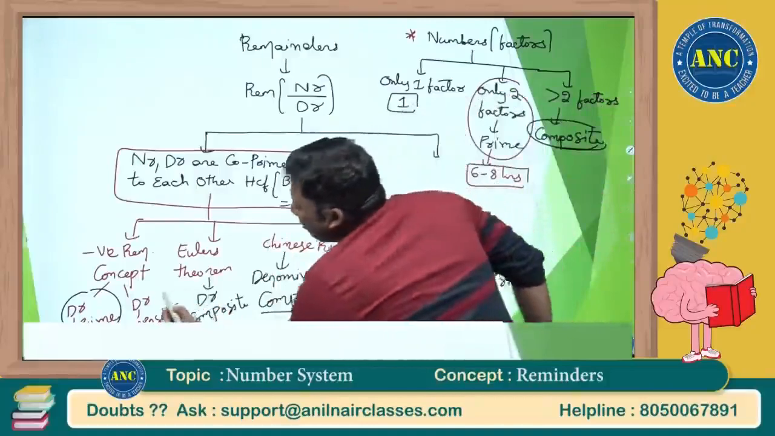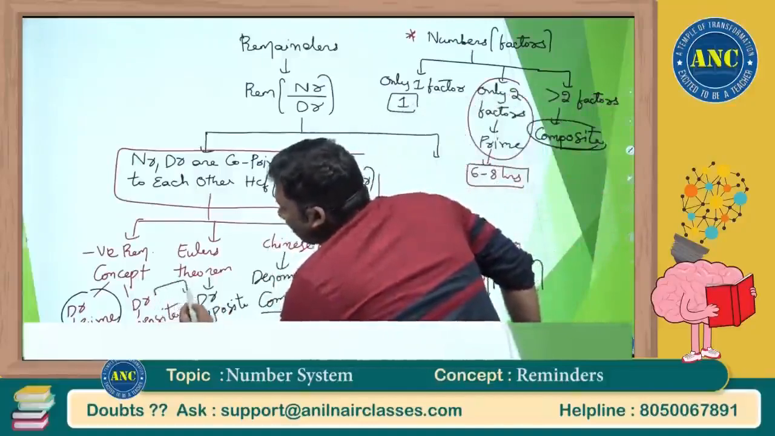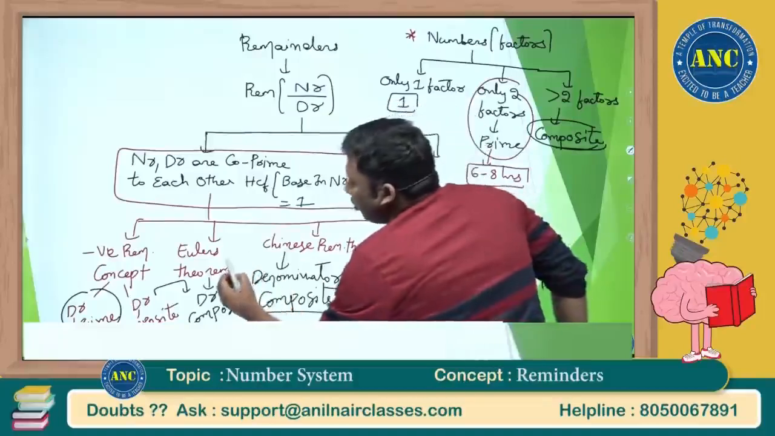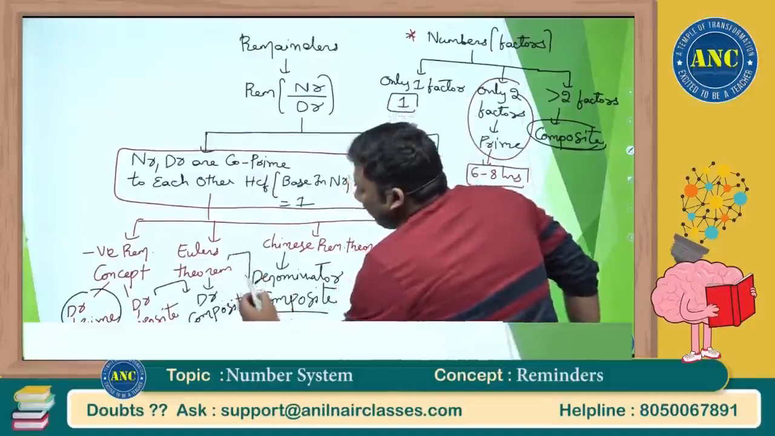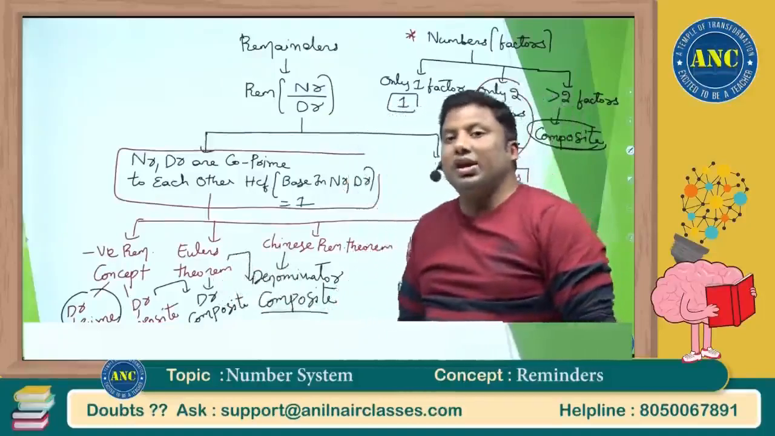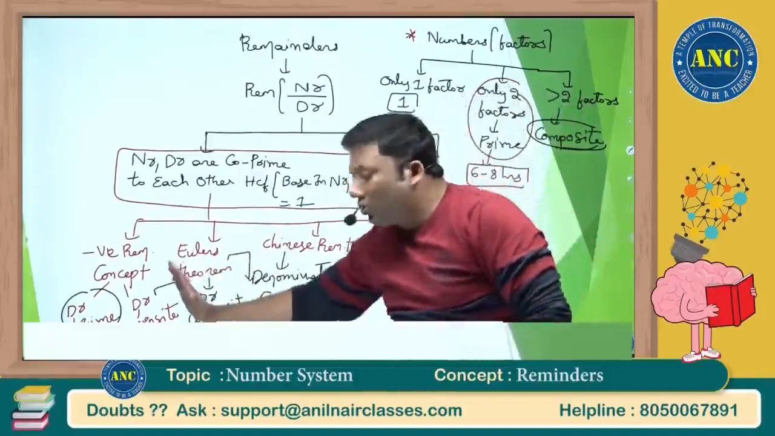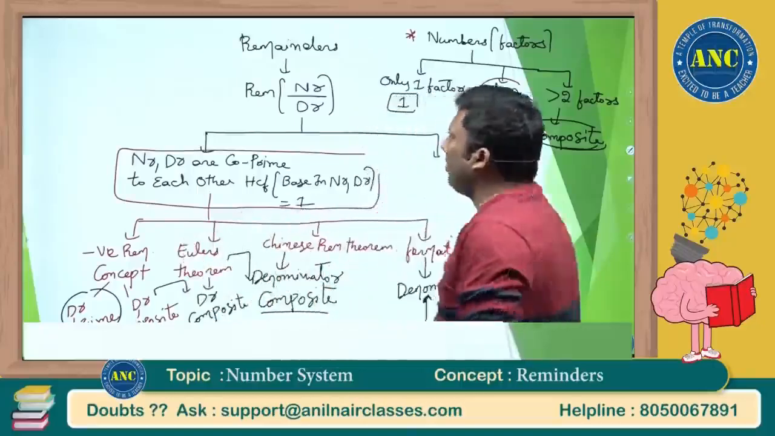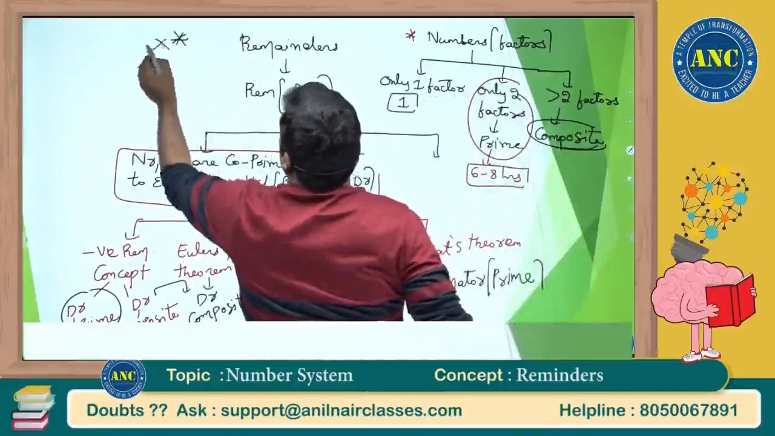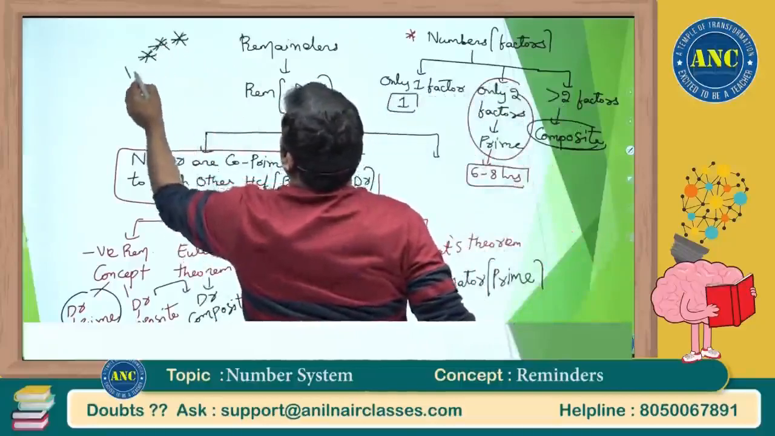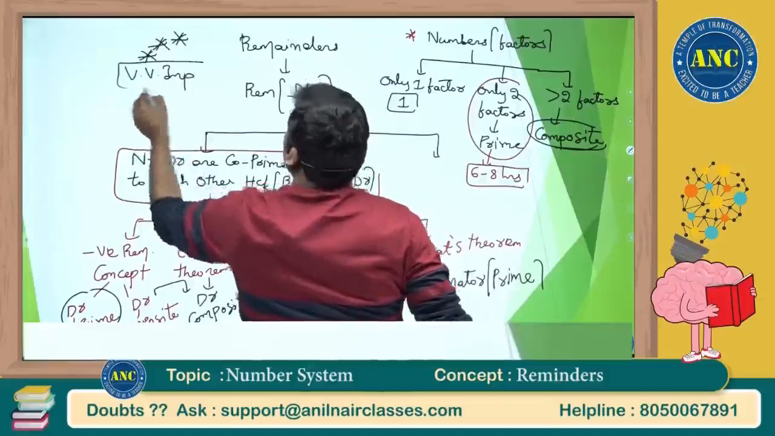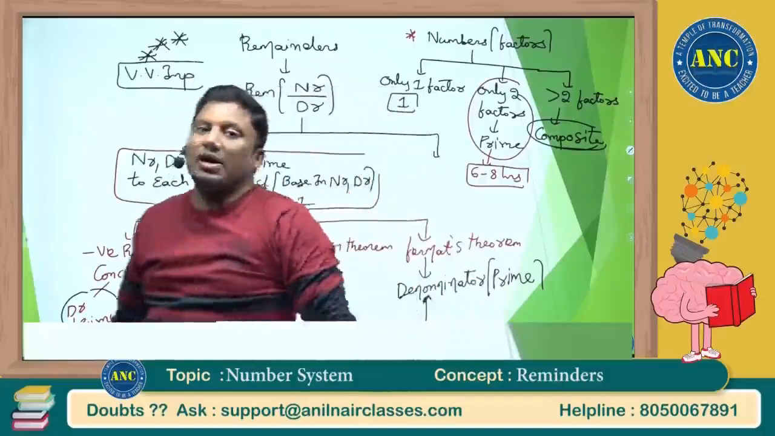If you are unable to find the answer with the negative remainder concept when the denominator is composite, go to Euler's theorem. If that is also not giving you the answer, then go to Chinese remainder theorem. This table is of extreme importance to me. If you understand this table, the entire remainders chapter will be extremely clear to you.